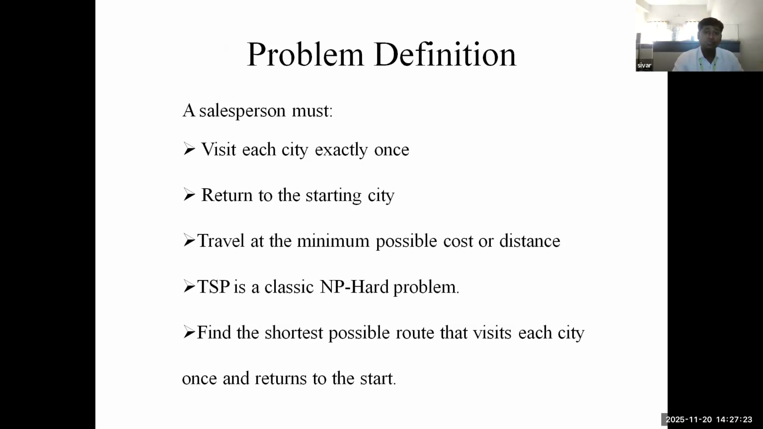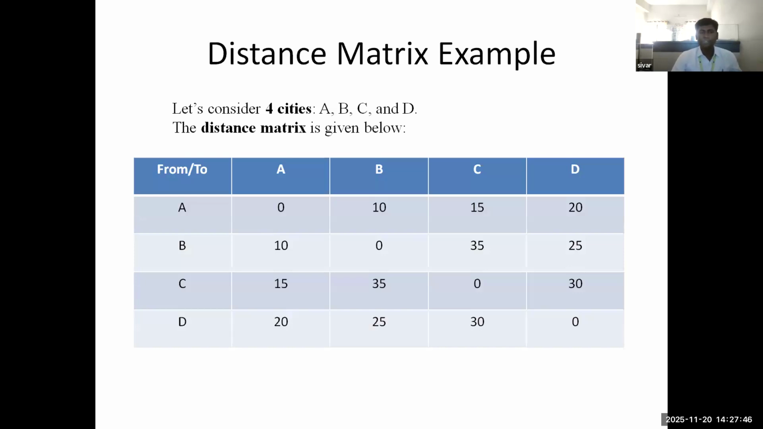The problem definition for the traveling salesperson problem: a salesperson must visit each city exactly once and return to the starting city, traveling at the minimum possible cost. The traveling salesperson problem is a classic NP-hard problem. Find the shortest possible route that visits each and every city from the starting position. How can you solve the traveling salesperson problem?